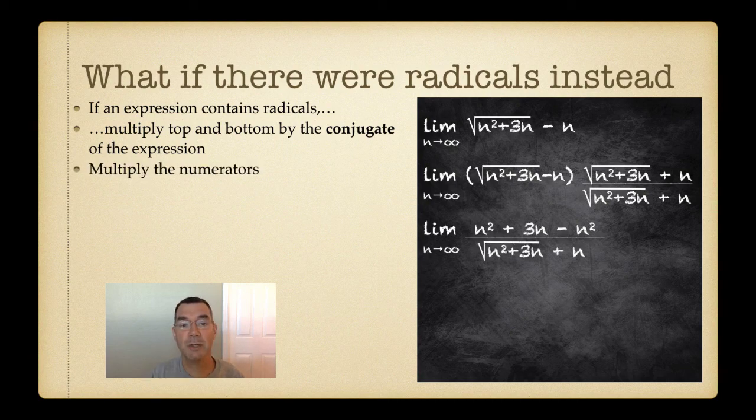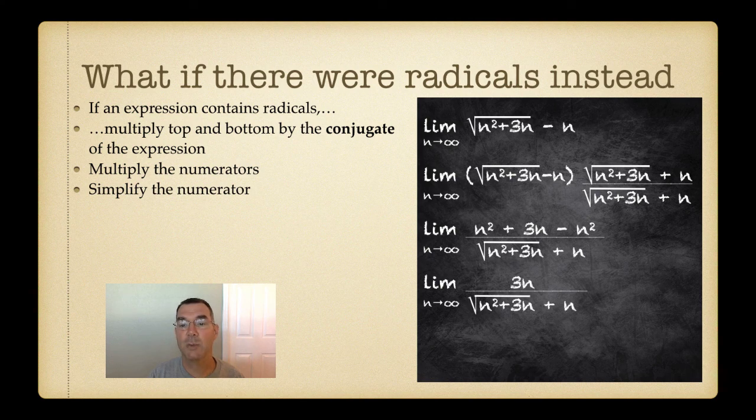So if I multiply the numerators together and do a little bit of distributive property, then I end up with n squared plus 3n minus n squared on the top, and then I've got the same thing on the bottom that I had in the previous step. Well, if I simplify the numerator, those n squareds will subtract out, leaving me with just 3n on the top, and the denominator the same as it was before.